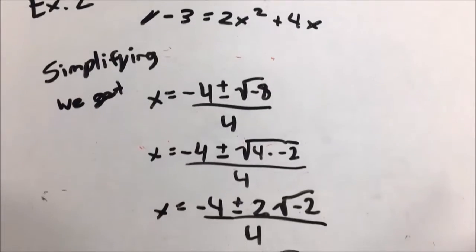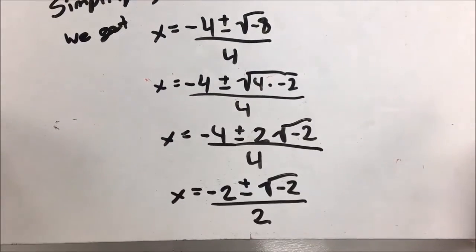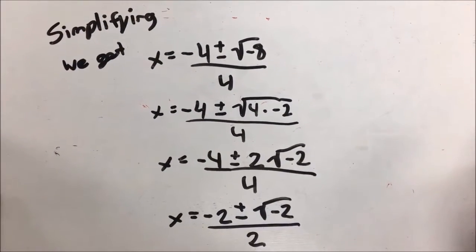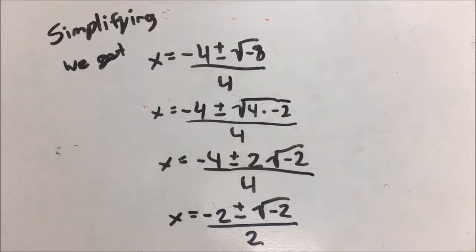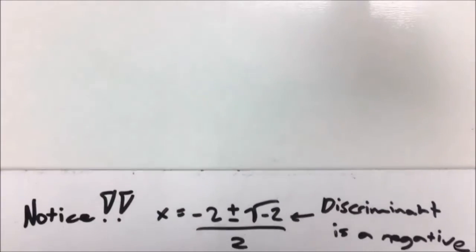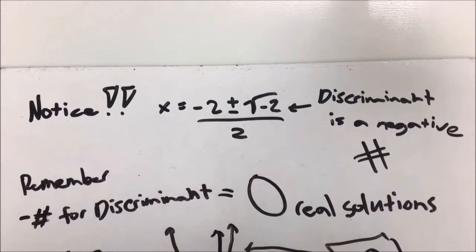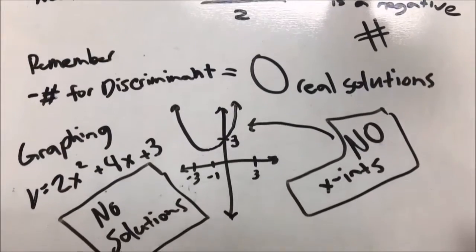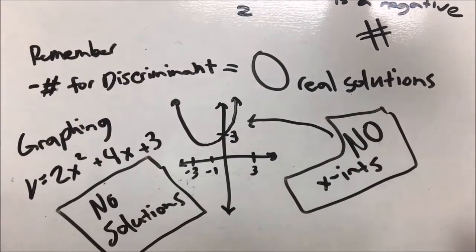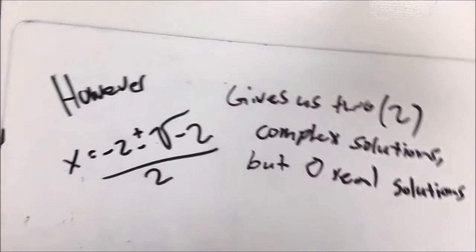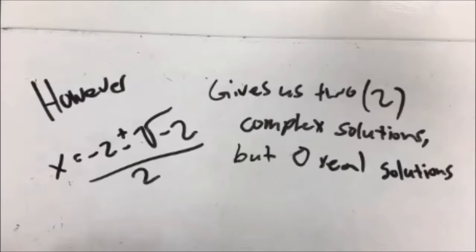Simplifying this, the quadratic formula gives us x is equal to negative 2 plus or minus the root of negative 2, over 2. Notice that the negative 2 is the discriminant, and because it is negative, there are zero real solutions, as you can see in the graph. However, x is equal to negative 2 plus or minus the root of negative 2 over 2 gives us two complex solutions and zero real solutions.